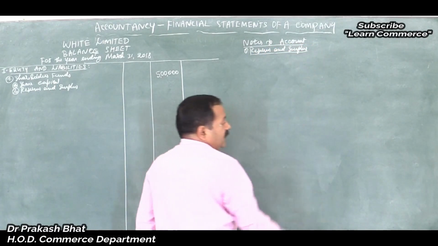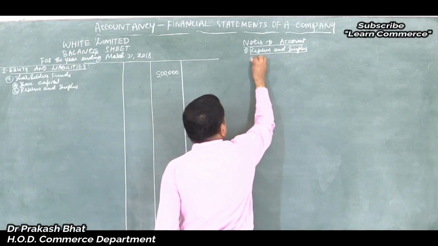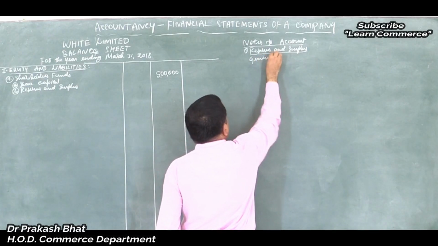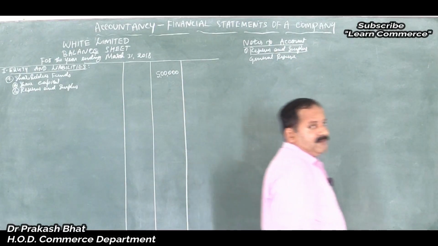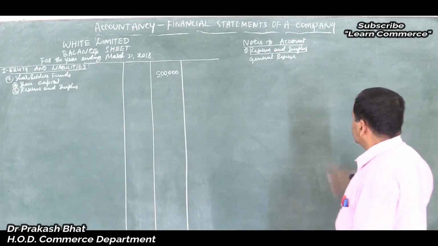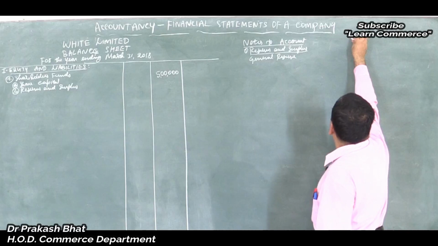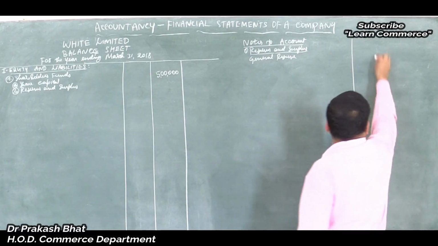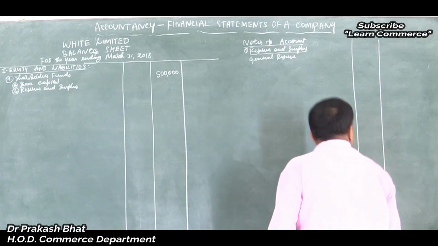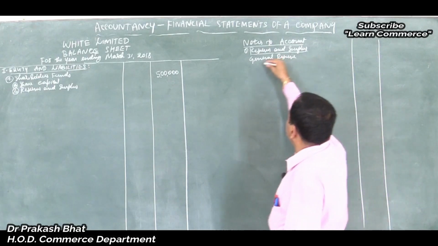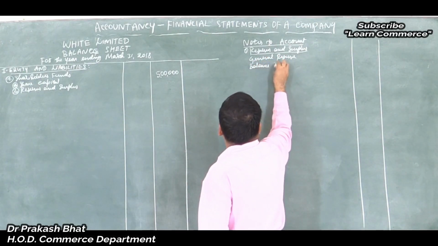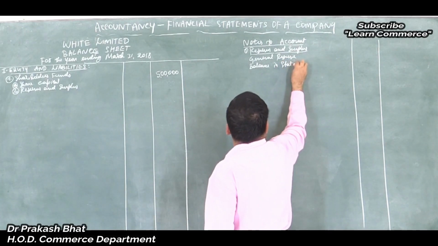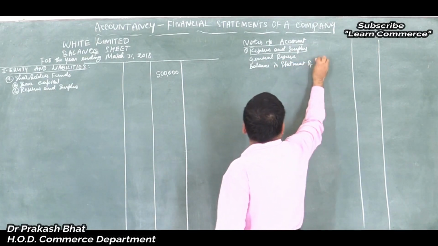Reserves and surplus, under that general reserve. Provide the columns, I will not tell that. Particulars, amount in rupees, amount in rupees. 2 columns. General reserve and balance in statement of profit and loss.